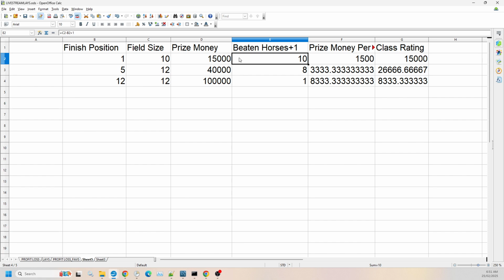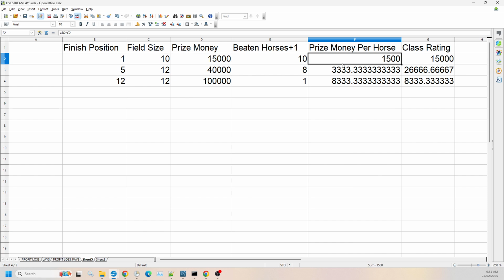So in this one, it's got 10. So basically it beat 9 horses because it came first out of a field size of 10. We add the 1 plus 1, so it's 10. Then the prize money per horse, which is just how many horses were in the race, how much was prize money, divide one by the other. So 15,000 divided by 10, you're getting a 1,500 prize money per horse.